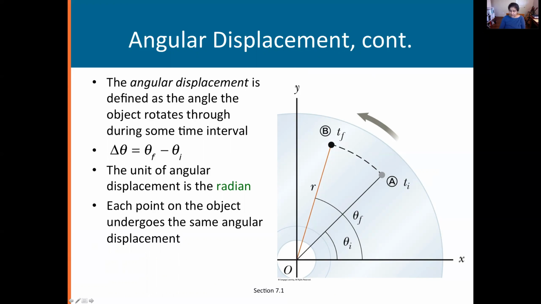So my displacement is delta theta, which is theta final minus theta initial, right? So this is how we're going to define our displacement, which is the angular displacement of that point. And we're going to do both of these theta final and initial in radians, okay?